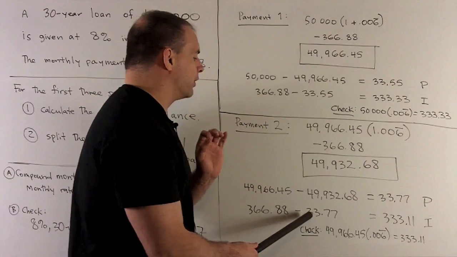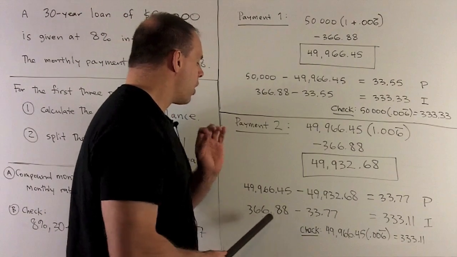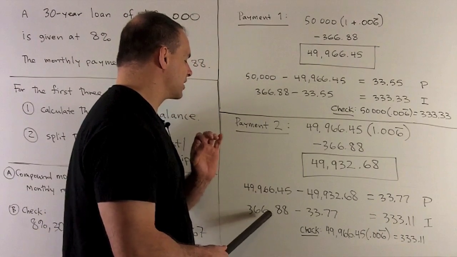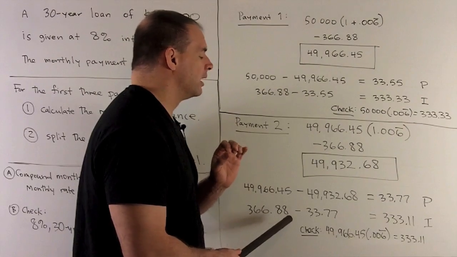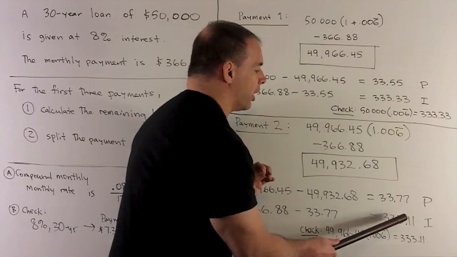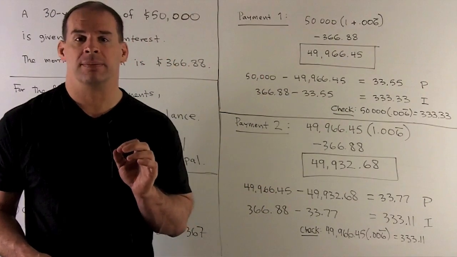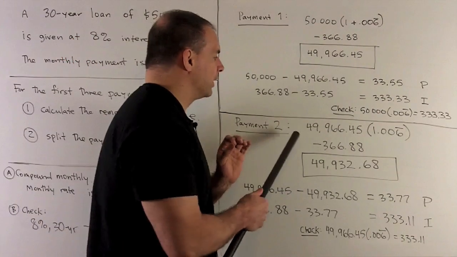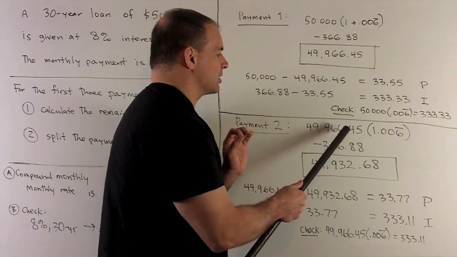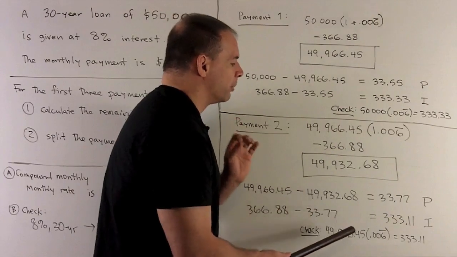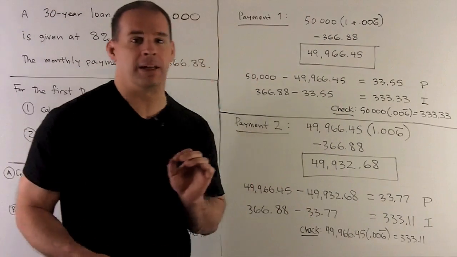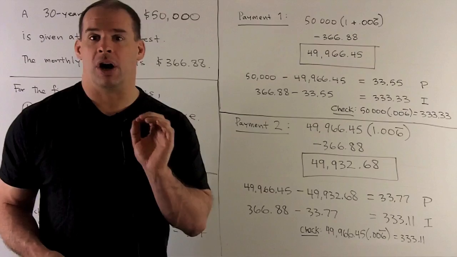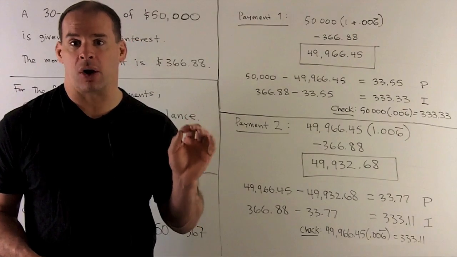Then what's left over from our payment is going to go to interest. So we subtract our $33.77 off of our payment of $366.88. Gives me the interest of $333.11. Of course, we can check our work by just taking our balance, the $49,966.45, multiplying by 0.006 repeating, and out comes the $333.11 to check our work.